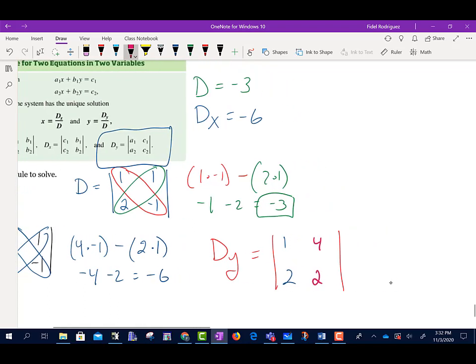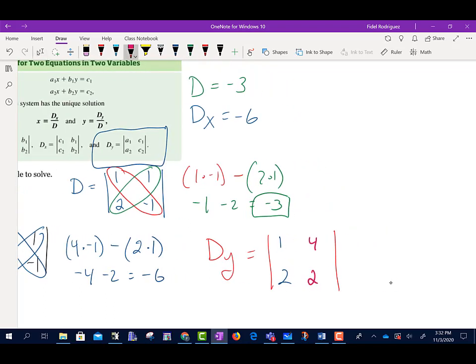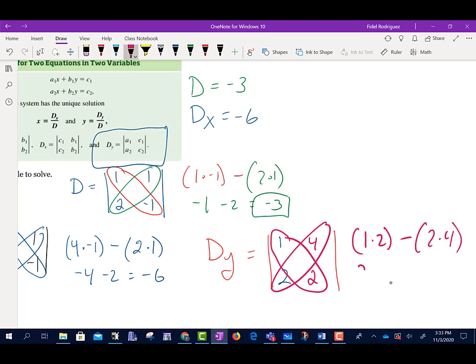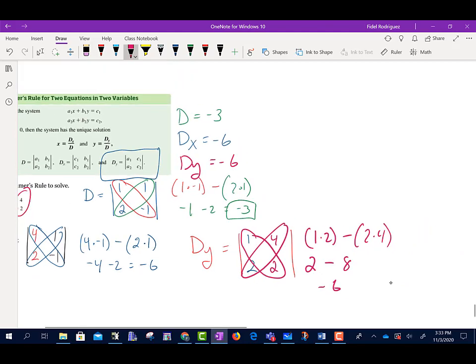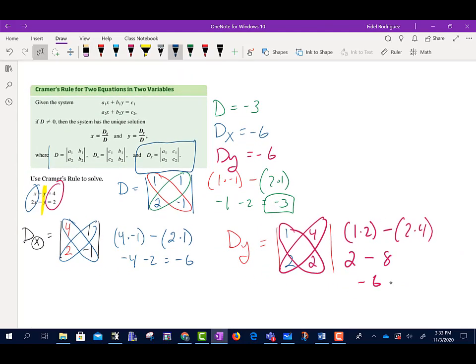Okay? And we're going to find the determinant of our matrix. So we're going to multiply. So 1 times 2 minus 2 times 4. So this is 2 minus 8. This is also -6. Okay. So now we know dy is also -6. Okay. All right. Now we're almost done.